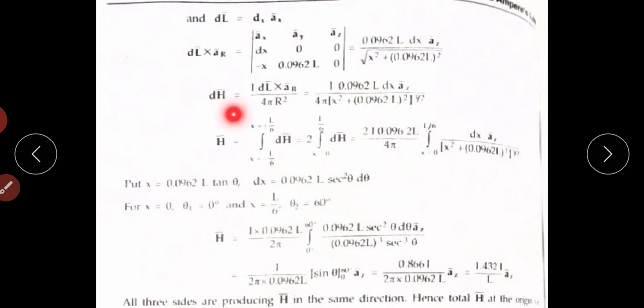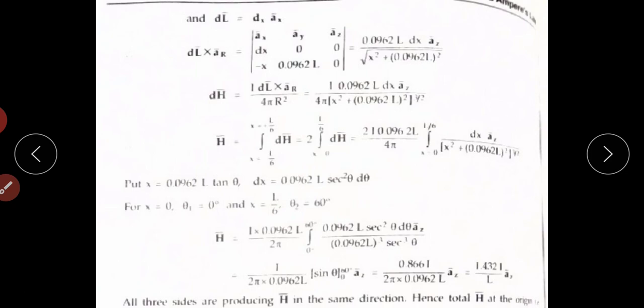So next, the differential magnetic field intensity dH bar equals the formula I dL bar cross aR bar by 4 pi R square, or I dL bar cross R bar by 4 pi R cube. Here we are using the formula I dL bar cross R bar by 4 pi R cube, where aR bar equals R bar by modulus of R bar.